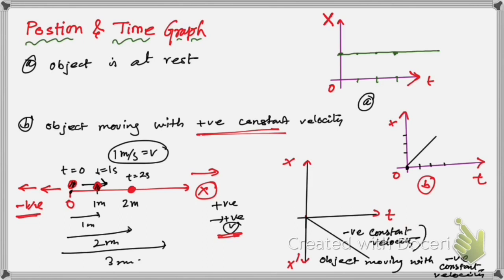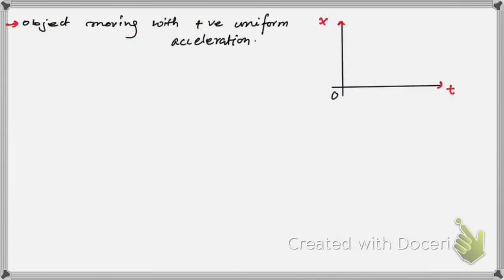So negative constant velocity. What does it mean? That means acceleration is equal to 0, since the velocity is constant. Now, how do we draw a graph for an object moving with positive uniform acceleration? Let me show you an example.